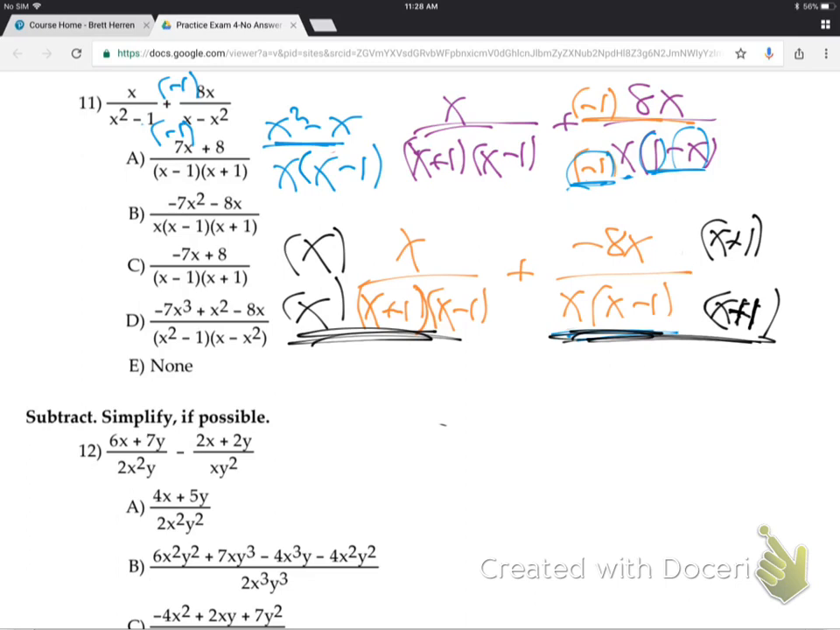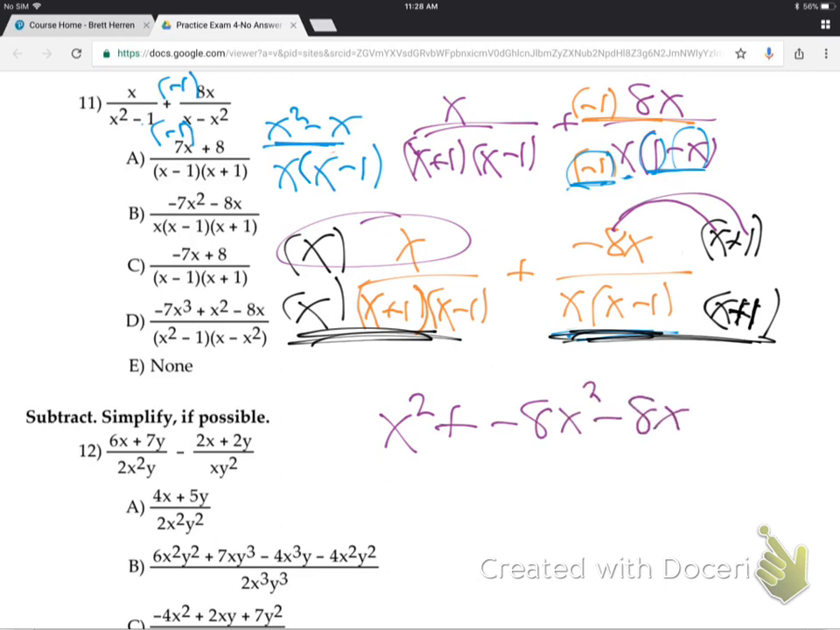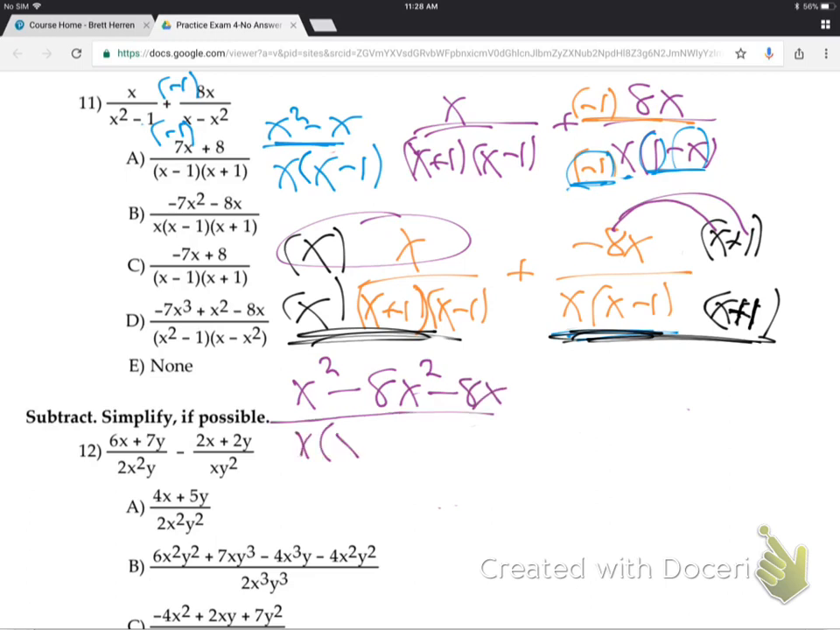So to the top we go. So what's happening on the top? X times x, x squared, plus negative 8x, boom, boom. Negative 8x squared, negative 8x over. Again, the bottom, who cares? Just copy it down. We're not messing with the bottom anymore. Oh, I need more room. That's right, this one's going to do an extra special trick at the end, isn't it? I forgot. All right, let me write it a little smaller. X squared minus 8x squared minus 8x over x, x plus 1, x minus 1.